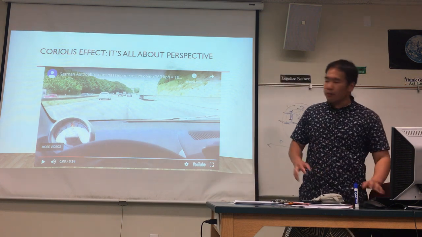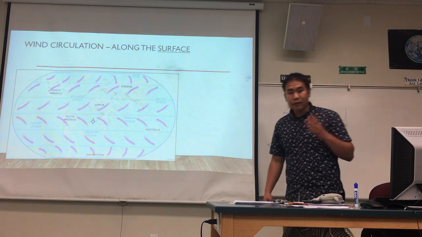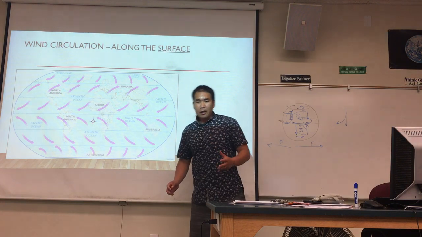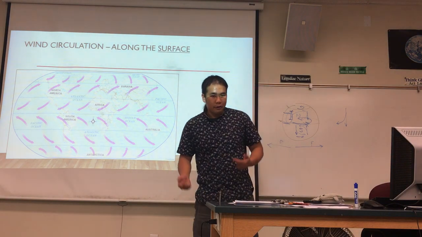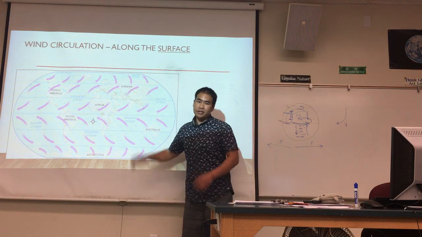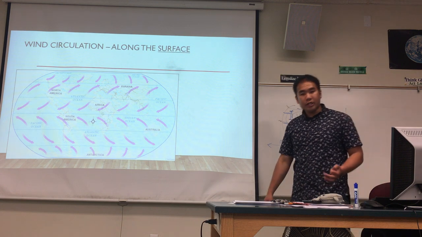So let's look at how the wind is affected by the Coriolis effect. Here's a map of the surface wind patterns across the Earth. Let's see if they all align with our notion of the Coriolis effect. Look at all the ones up here. Are they going the right way? Check. What do you guys think? Which way should they be going?